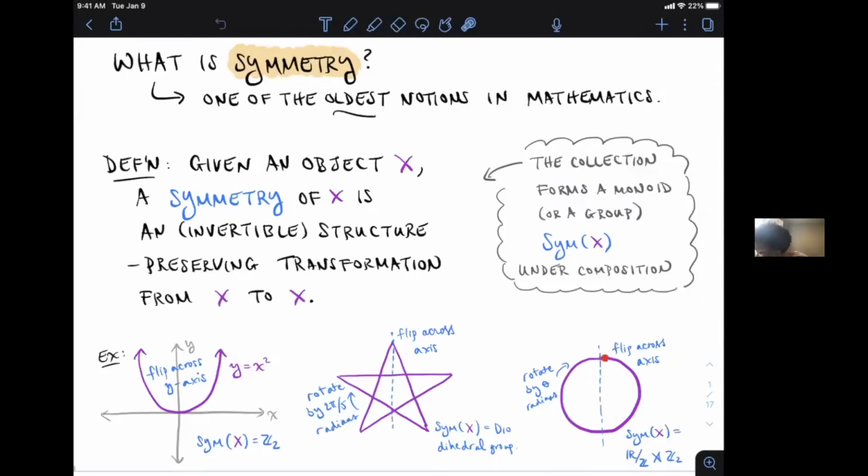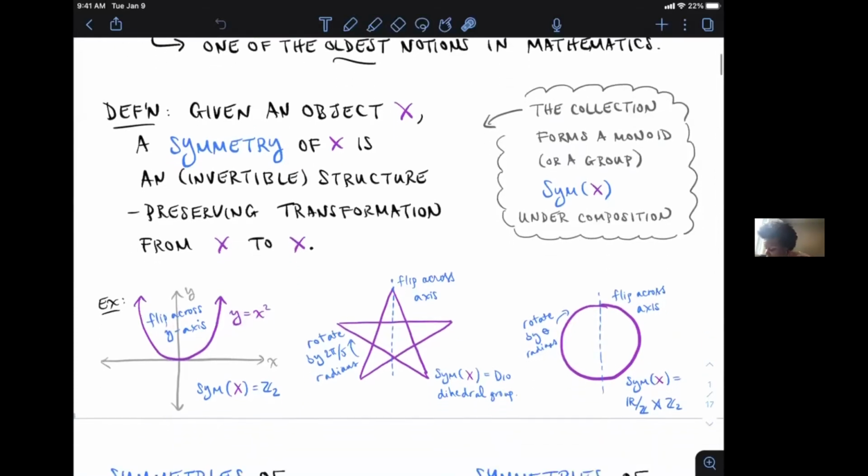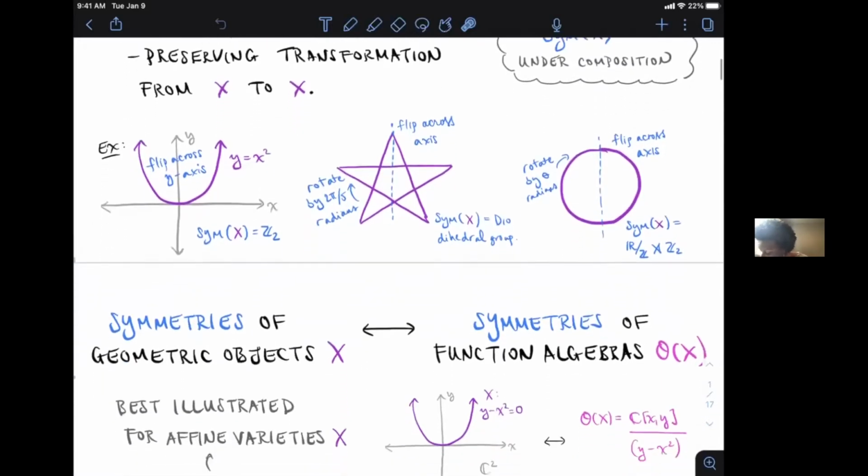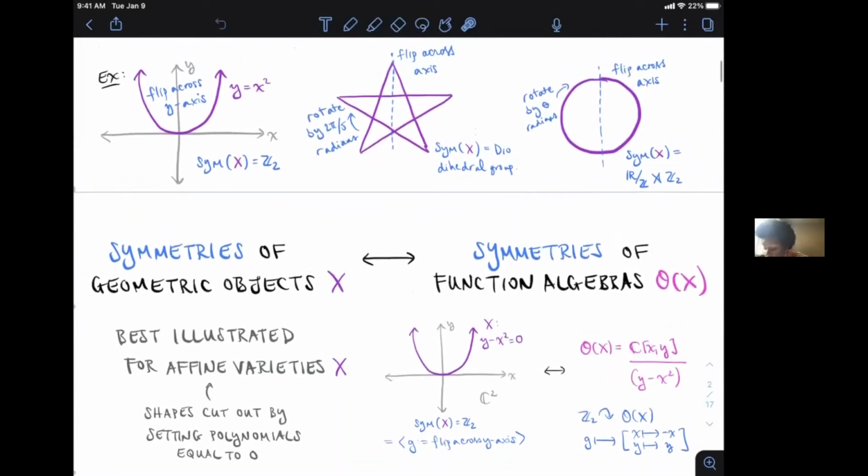Or we can take this nice continuous or infinite object here. It's a circle, as we know. And symmetries include flipping across any diameter and rotating by any degree. And together, the symmetries form this nice group. But in order to get into what quantum symmetry is, I need to translate the geometric notion of symmetry to an algebraic notion. So instead of talking about symmetries of geometric objects, I need to talk about symmetries of function algebras on the objects. This is best illustrated for symmetries of affine varieties.